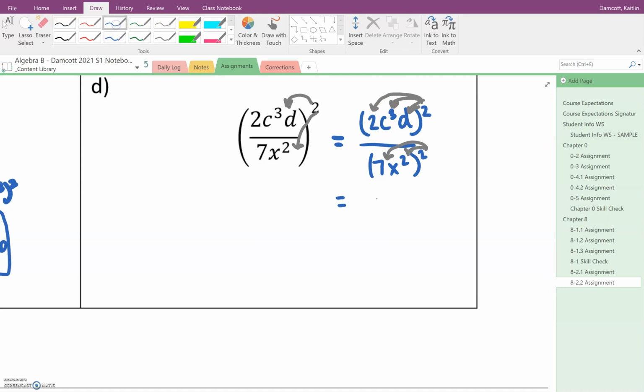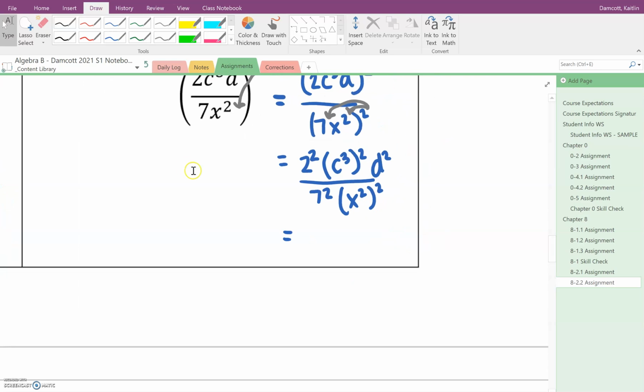And we are going to write, so we've got 2 squared coming from this 2, and we're getting the 2 that's distributed. Then we've got c to the 3rd squared. So c to the third squared, and then d squared. All divided by, we've got 7 squared, and then x squared. We're going to take that x squared and square it. All right, we're almost done.